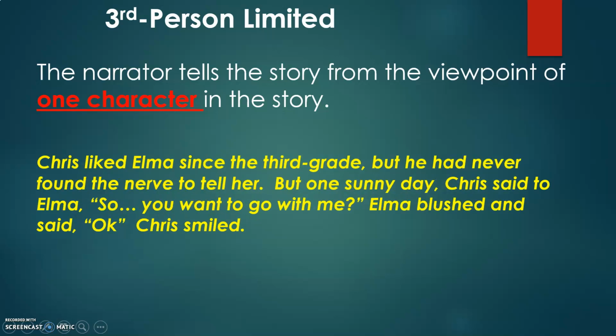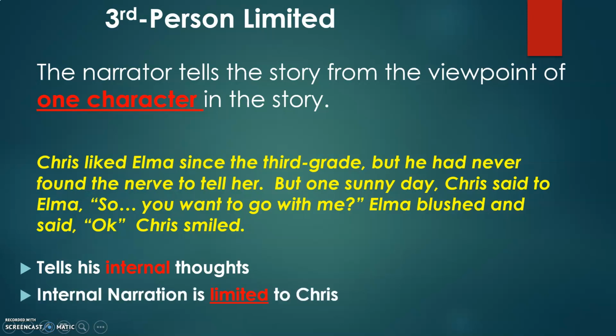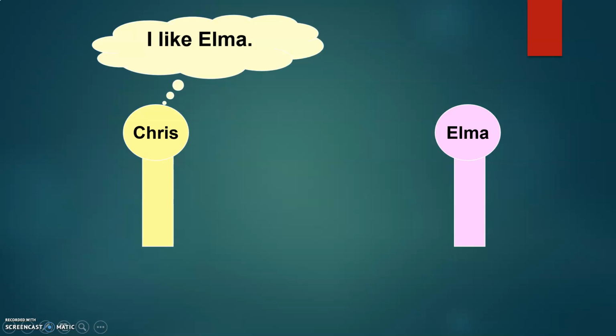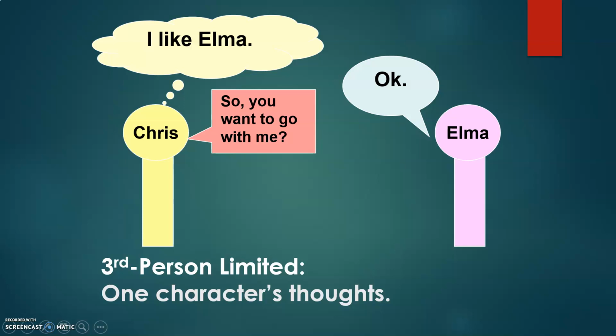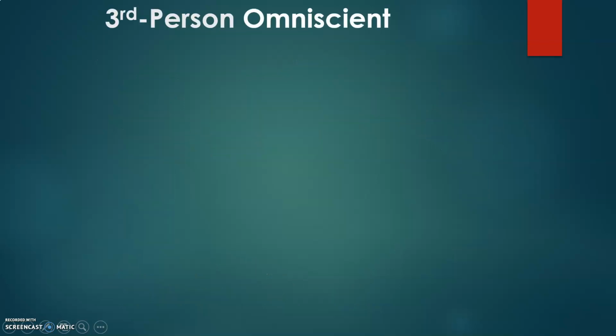So here's the example. Chris liked Elma since the third grade, but he had never found the nerve to tell her. But one sunny day, Chris said to Elma, "So you want to go with me?" Elma blushed and said, "Okay." Chris smiled. So in this example, we have Chris's internal thoughts. It says here that Chris liked Elma since the third grade, but he didn't have the nerve to tell her. So it is limited to Chris, because we don't know anything about Elma or how she feels or thinks about it. Okay, so Chris, we know he likes Elma, and all we know is that Elma says okay. So we have one character's thoughts, and that is third person limited.